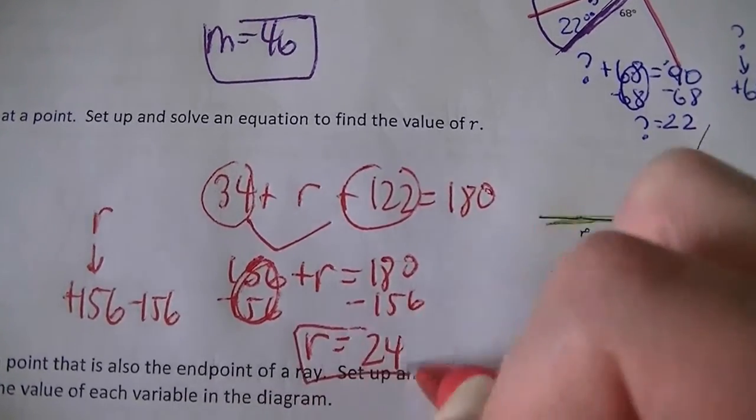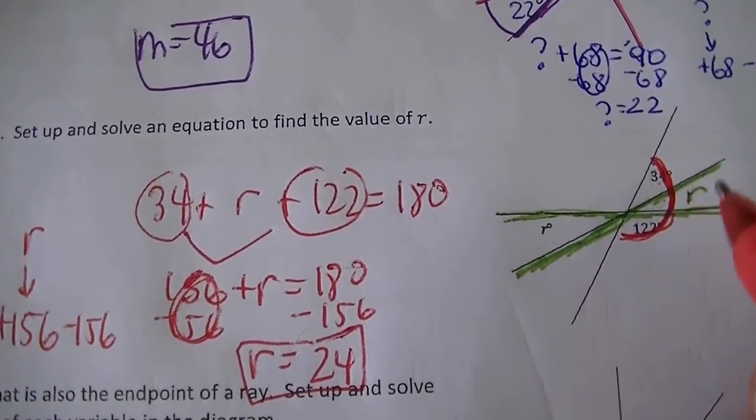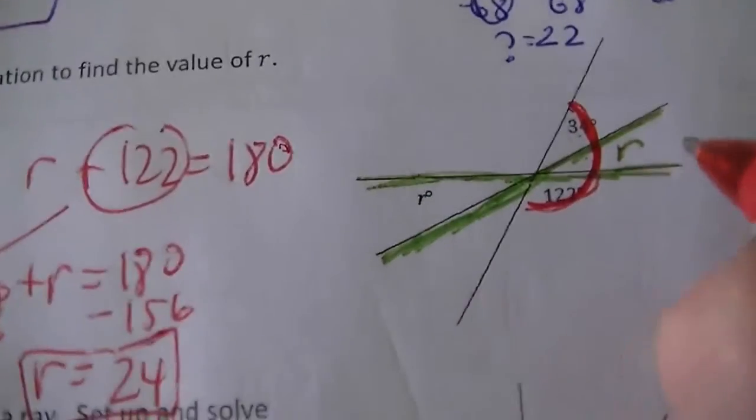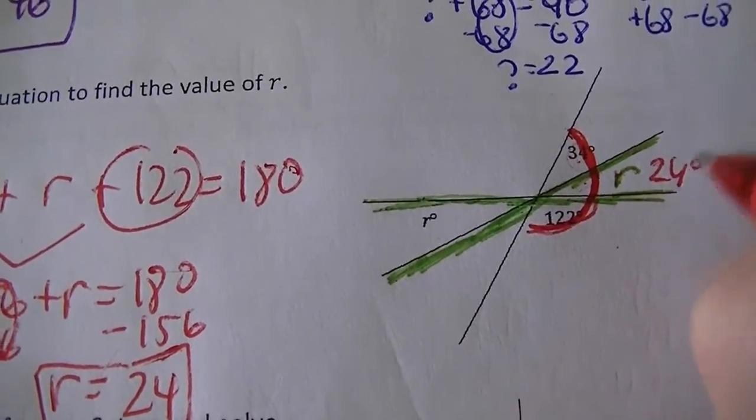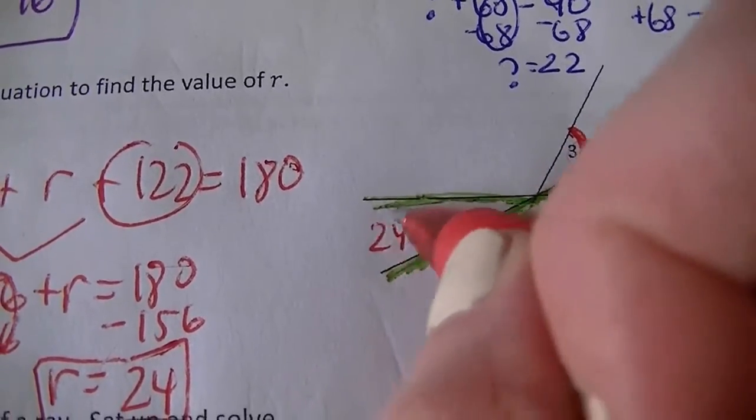Okay? Don't forget to substitute it in. You always want to put it back in because over here they might make you do something weird to it to figure out the degree measure. So here we just add a degree sign. 24 degrees, and so r is 24 degrees because of what we know about vertical angles.